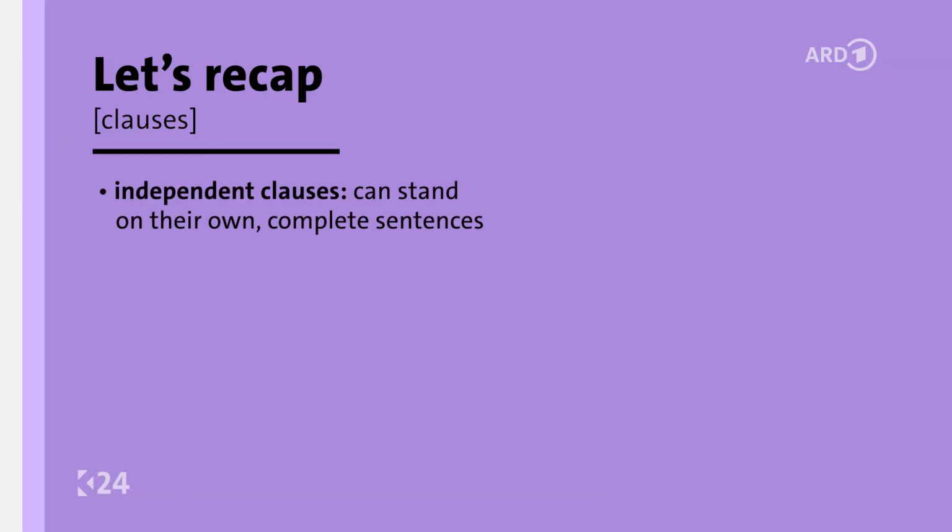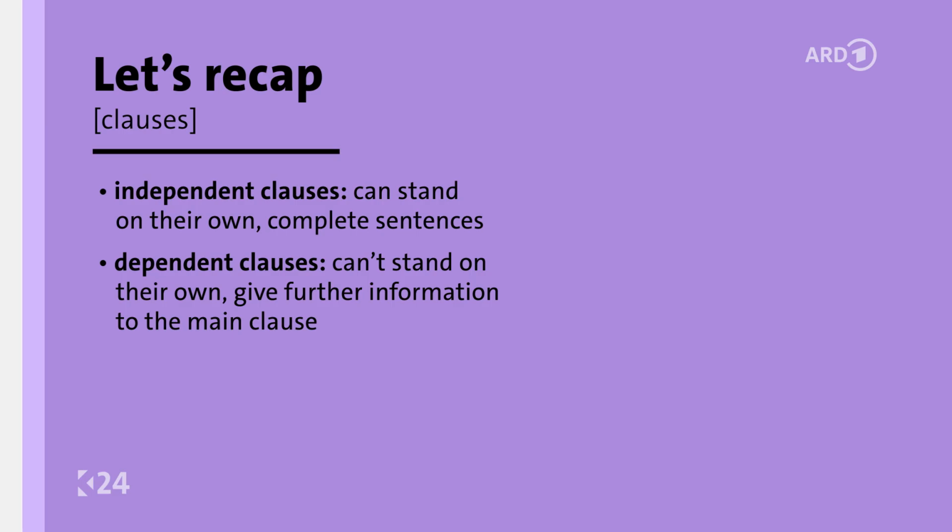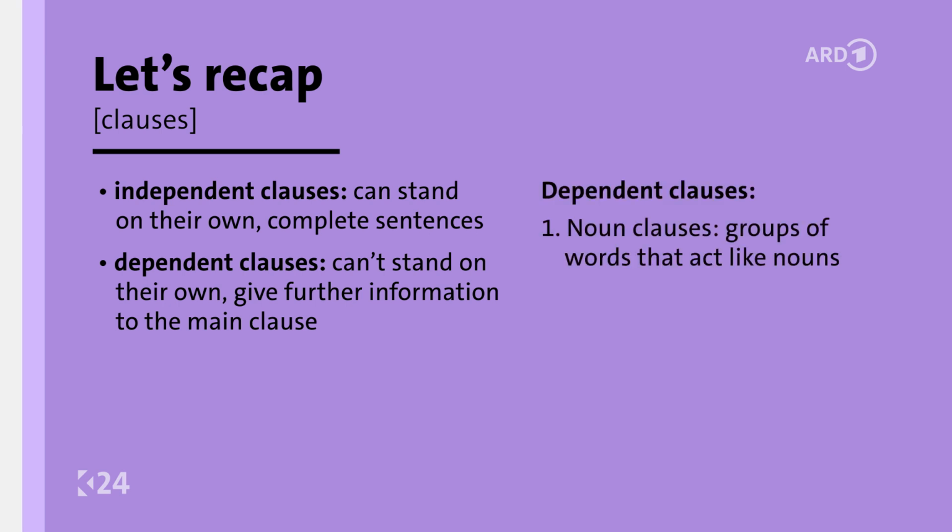Let's recap. We talked about different types of clauses. There are independent clauses that can stand on their own and form a complete sentence. Then there are dependent clauses. These are groups of words that cannot stand on their own. They give further information to the independent clause or the main clause. We had a look at different kinds of dependent clauses, such as noun clauses. Their name lets you know that the entire clause acts as a noun. Noun clauses can easily be replaced by a pronoun.